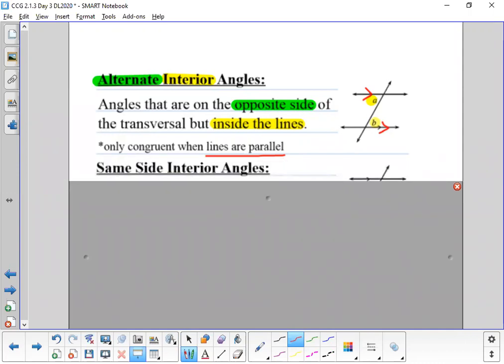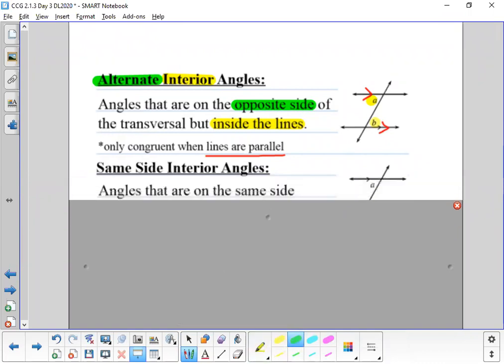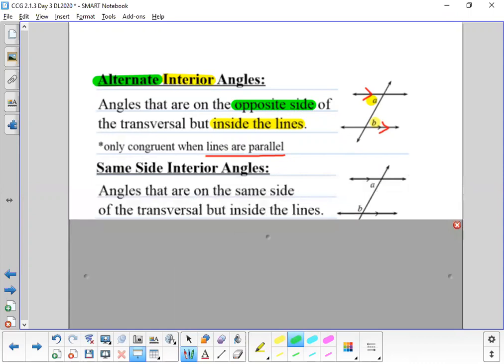Next, I have same side interior angles. Same side interior angles are angles that are on the same side of the transversal. That's why we call them same side. And they are inside the lines. That's why they are interior, because the word interior means inside. So in this diagram, A and B are same side interior angles.